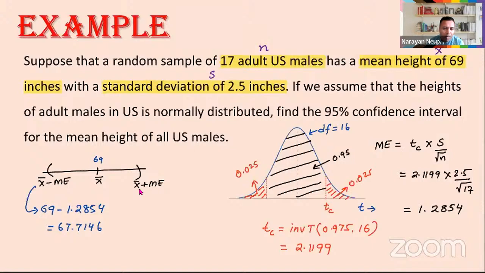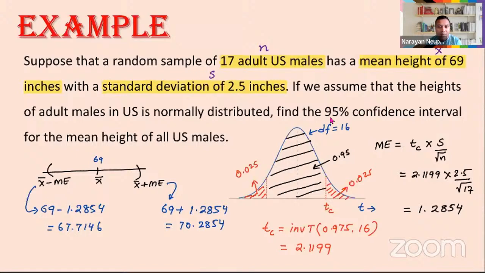And the upper boundary is here. It is the mean plus the margin of error. So the mean is 69 plus the margin of error 1.2854. So that will be equal to, what I got is 70.2854.